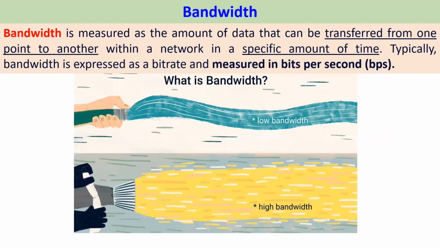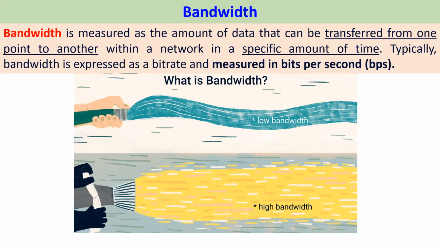Here it says bandwidth is measured as the amount of data that can be transferred from one point to another. The amount of data that can travel from one end to another end in a specific amount of time. Right? Underline these words. These are important terms. Specific amount of time. Then normally bandwidth is measured in bits per second. That's the standard measurement, bps.